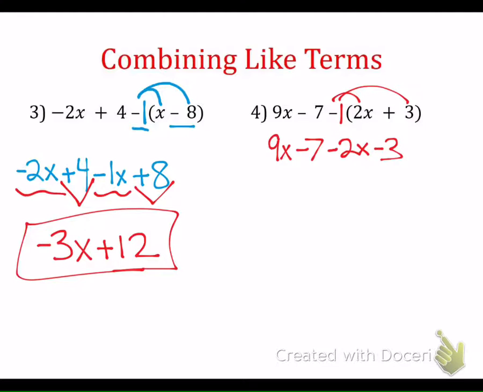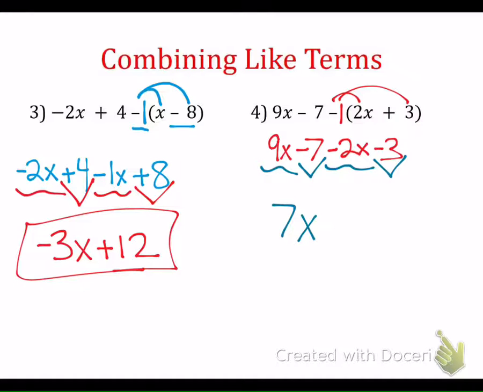(9x minus 2x) is 7x. Ooh, okay. These might be tricky. Yeah, it's going to be -10. The tricky part is just remembering that they're both negative.